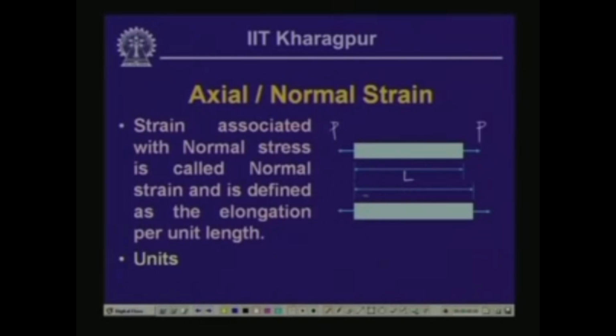Let us assume that after deformation the length is L plus delta, thereby delta is the deformation or the extension of the body. Now, we define a quantity which is the ratio of this deformation to the original length and is generally designated as epsilon, epsilon equals delta by L, and this is known as strain.